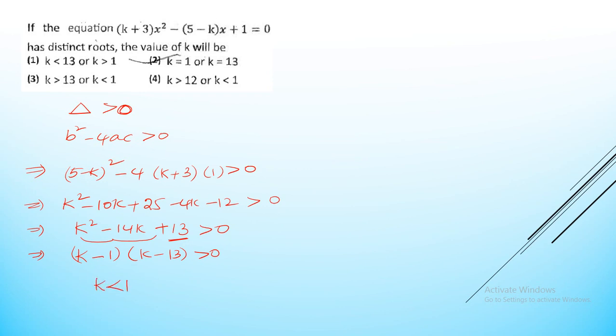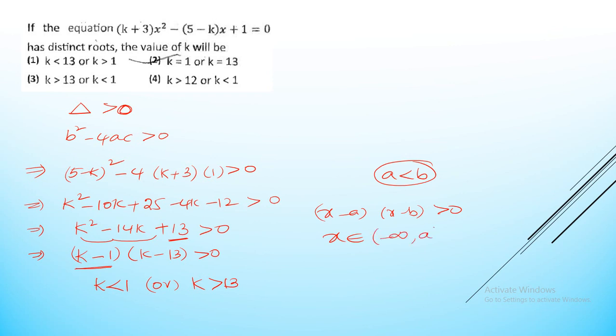So this I can write as k less than 1 or k greater than 13. So when (x minus a) into (x minus b) is greater than 0, where a is less than b, if this condition is satisfied, that means x belongs to minus infinity to a union b to infinity. So this is nothing but my solution, right?